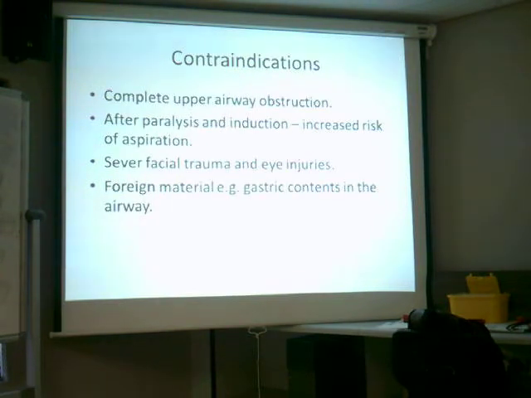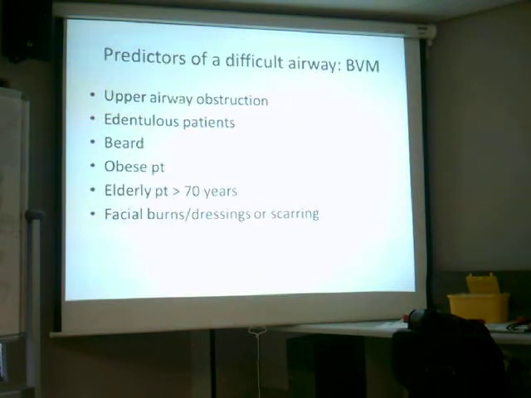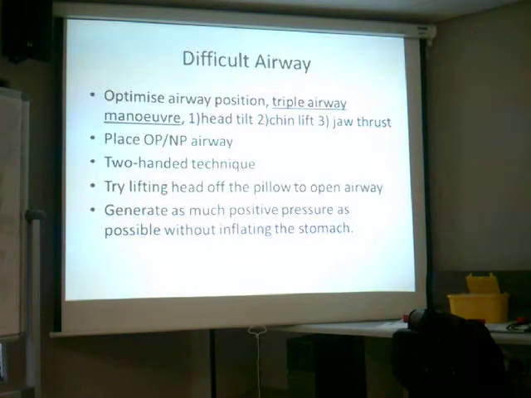Okay. So we've done the contraindications. Predictors of a difficult airway. Okay, how do you know if the patient may be going to have a difficult airway? If there's an air obstruction, in edentulous patients with false teeth, if the patient has a beard, that might cause a problem. If the patient is overweight, obese, obviously patients older than 70 years, or if the patient has some sort of facial wound or burns or something like that.